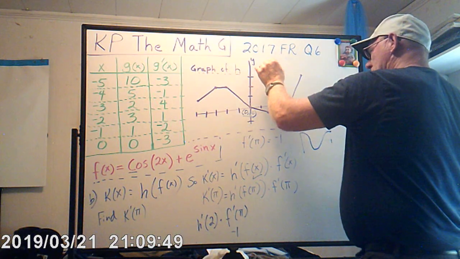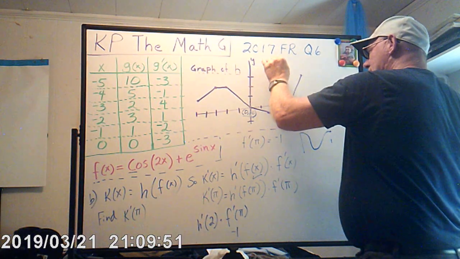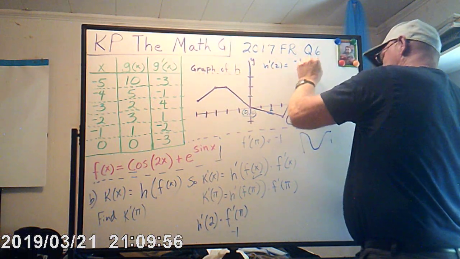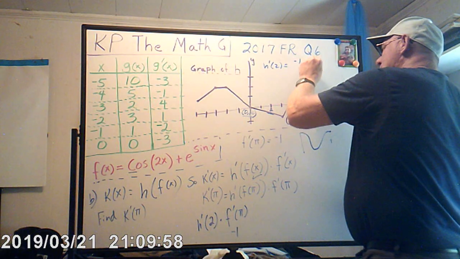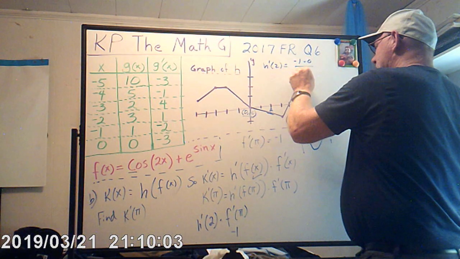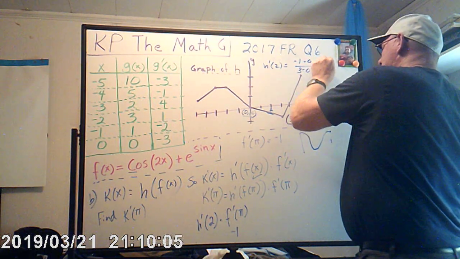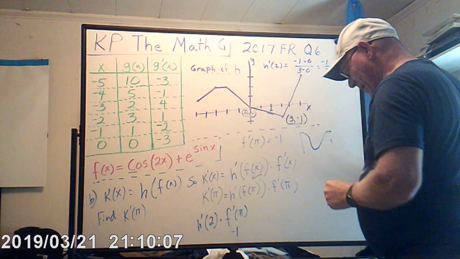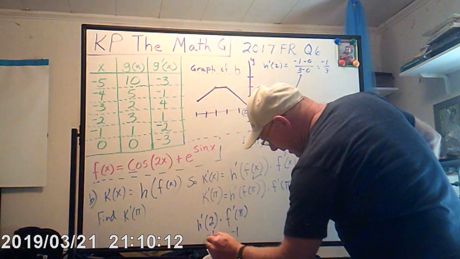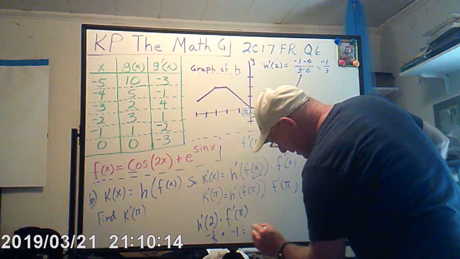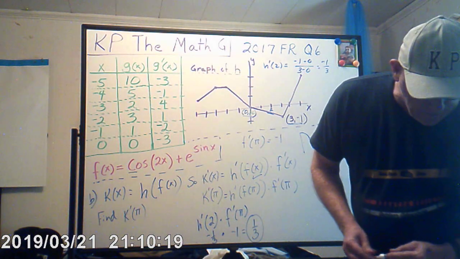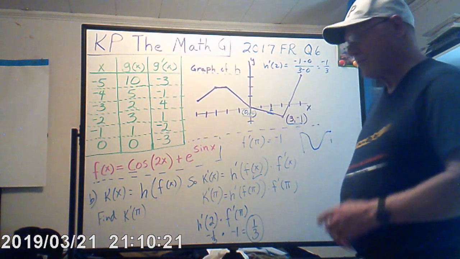So h prime at 2 is equal to -1 minus 0, and you could do rise over run if you wanted to. I guess I didn't think of that, but anyway, this is -1/3. So this is -1/3 times -1, which is +1/3. And that's it, +1/3.